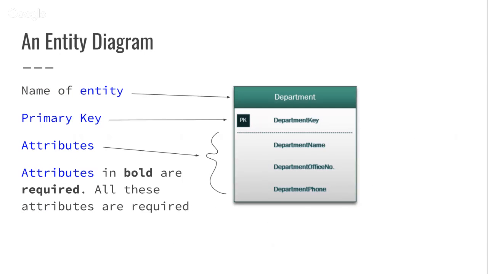So here's an entity. This is a picture not from Lucidchart, but from Visio, which is Microsoft's tool for making charts. This is a department. This is the department key. You don't have to name a key; a lot of people prefer ID. These are attributes: the name, the office number, the department phone. You probably have more of them, right? The ones that are bold are the ones that are required. So it says all these attributes are required. That's what an entity looks like in a design. It makes sense? It's just a box.